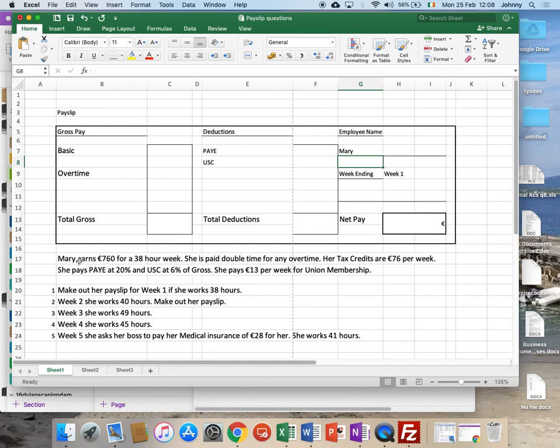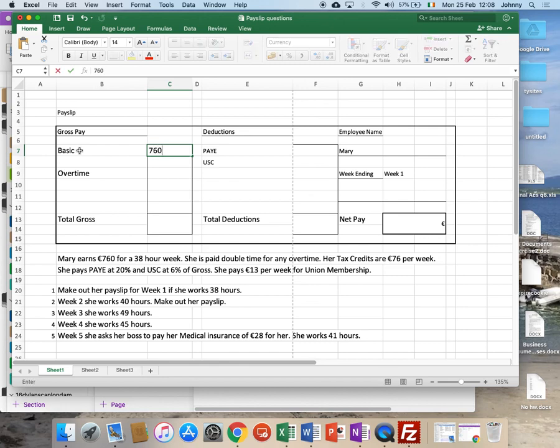So Mary earns $760 for a 38-hour week. She's paid double time for any overtime, tax credits are, so we have all that information there. So let's start off with our basic pay. Basic is, how do we work that out? 760. Yes, so 760 is what she gets for her normal working week. So 760 goes in there.